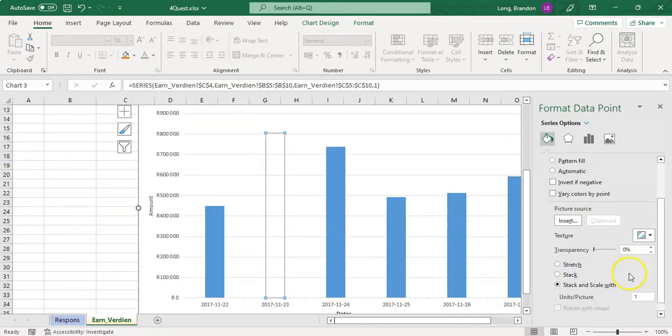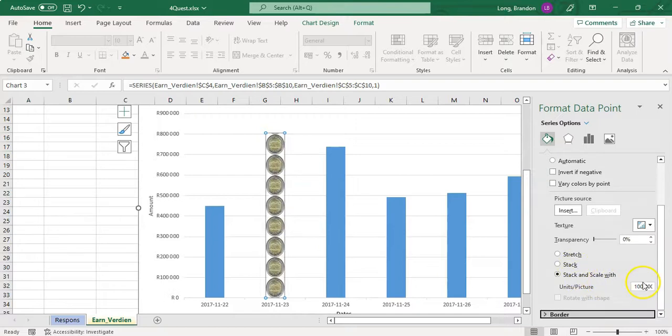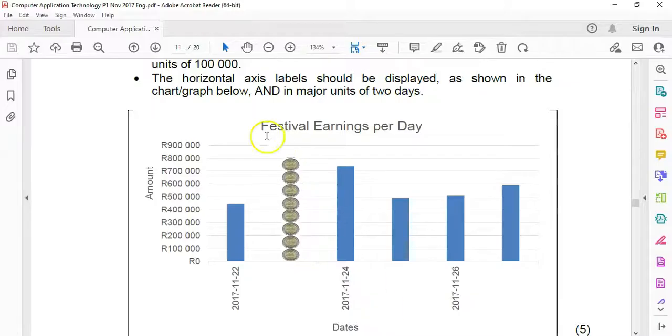Stack with scale. And we can specify the units. We want it to be every 100,000 units. If we do that and press enter, there we go. That looks like a nice stack. So we went to the fill options, picture, and then we specify the details over there. So that's that one. I think that's done. Okay. Yes, we've done that.